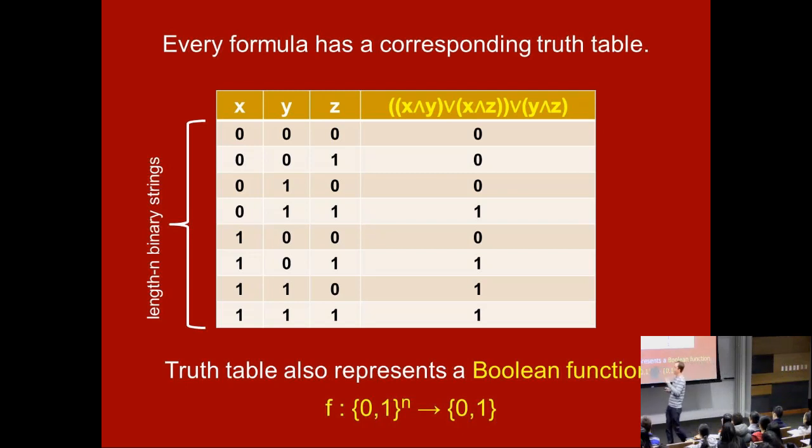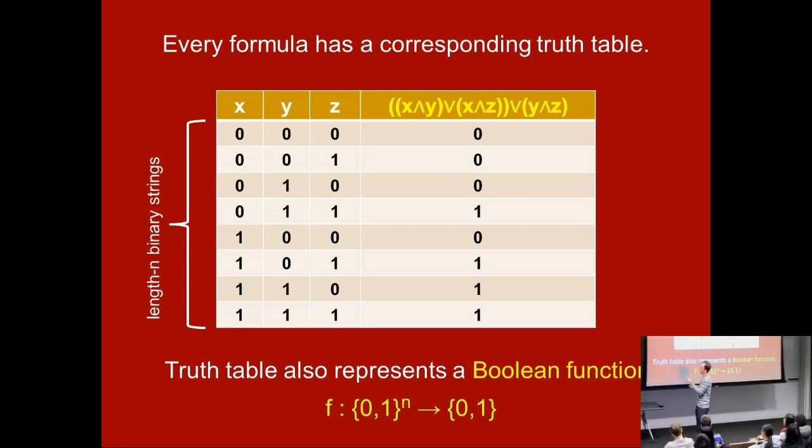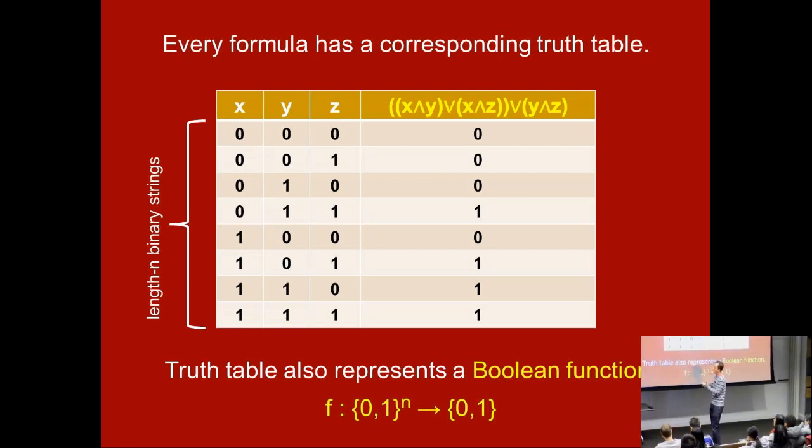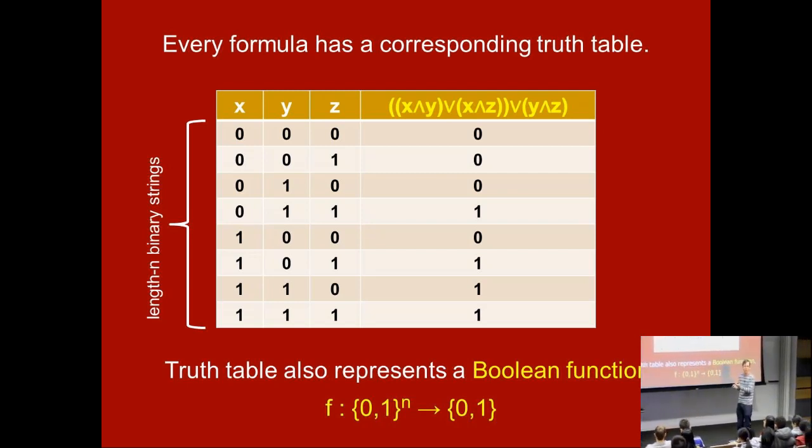A truth table also represents a Boolean function. So what is a Boolean function? It's just a mapping from bit strings to bits. Kind of like you have an input string and an output bit. Okay, so in function notation, this {0,1}^n is the notation for all strings of length n. In this case, n is 3, using 0 and 1. And a truth table really tells you a mapping from each of these strings to a single bit.